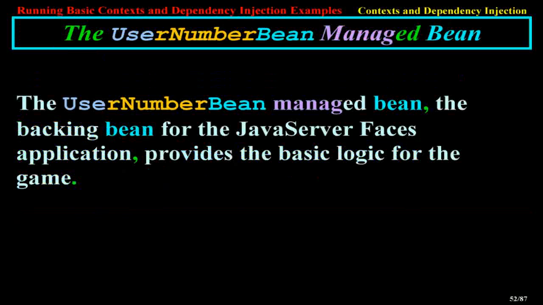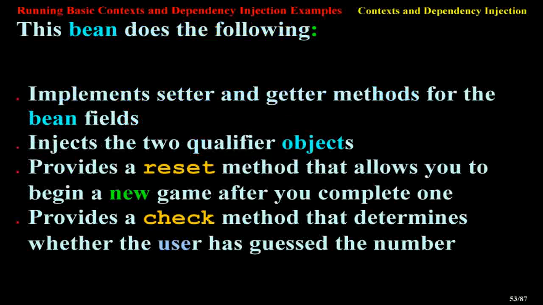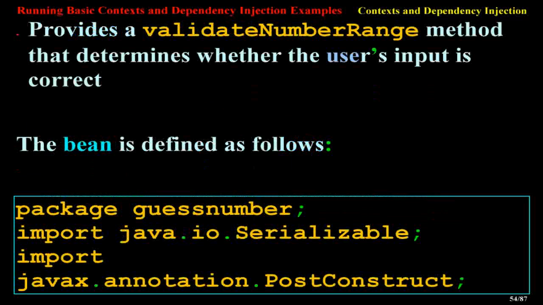The UserNumberBean managed bean. The UserNumberBean managed bean, the backing bean for the JavaServer Faces application, provides the basic logic for the game. This bean does the following: implements setter and getter methods for the bean fields, injects the two qualifier objects, provides a reset method that allows you to begin a new game after you complete one, provides a check method that determines whether the user has guessed the number, and provides a validateNumberRange method that determines whether the user's input is correct. The bean is defined as follows.